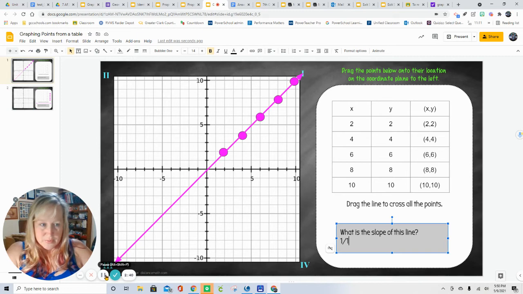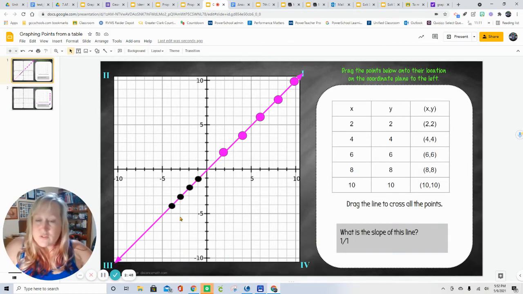Let's see if I can change this up a little bit so that you have some points. I'm going to make some little black dots for you guys to drag to see where they cross. Okay, so you'll see that I put a couple of little dots down here for you guys to use. I'll show you on the next one so that you see what I'm talking about.